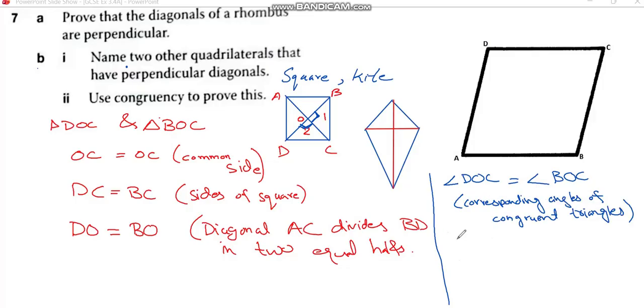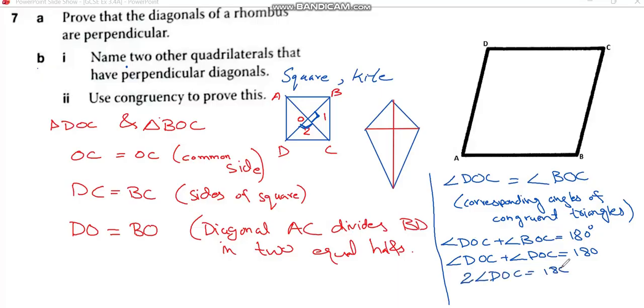So as I already discussed, the sum of these two angles should be 180 because they are on a straight line. So the sum of angle DOC and BOC should be 180. And we can replace BOC with DOC, which means we can write DOC plus DOC is equal to 180. And we can write 2 times DOC equals 180. So the size of DOC should be 90 degrees, because if we divide both sides by 2, we get 90 degrees.